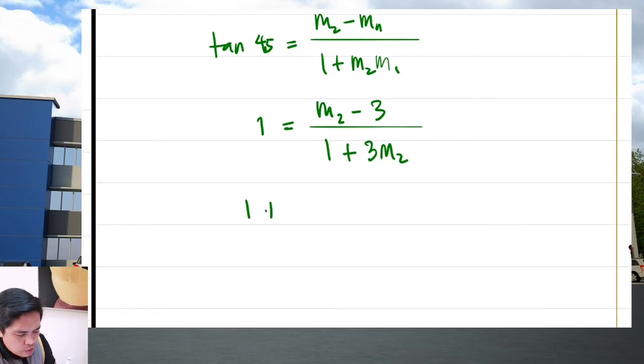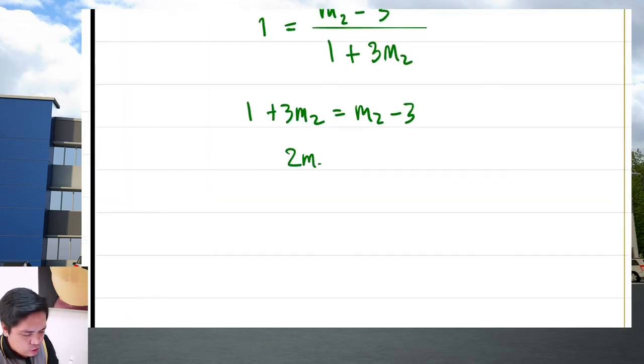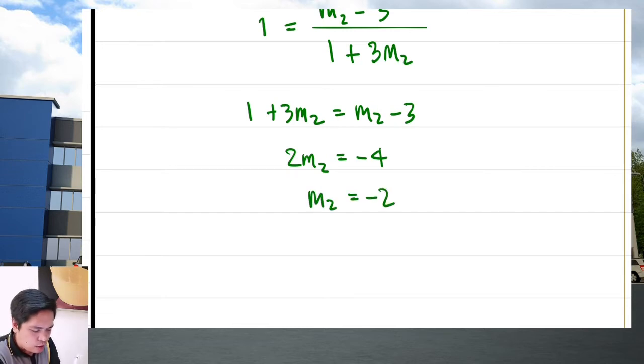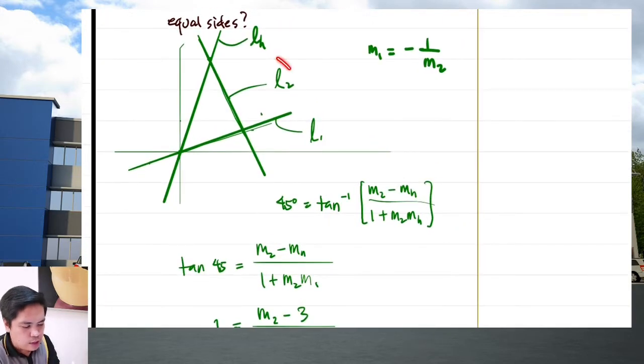So we could now solve for M2. So this becomes 1 plus 3 M2 equals M2 minus 3. Then 2M2 equals negative 4. Tama ba? And M2 is equal to negative 2. So therefore, the slope of this line is negative 2, which is correct kasi ito yung inclination niya. It's going down. So negative ang slope.